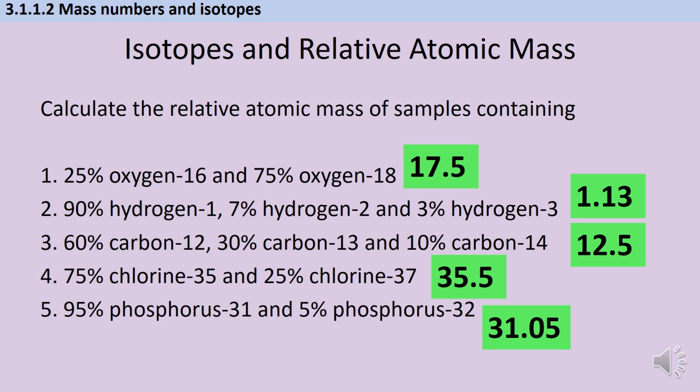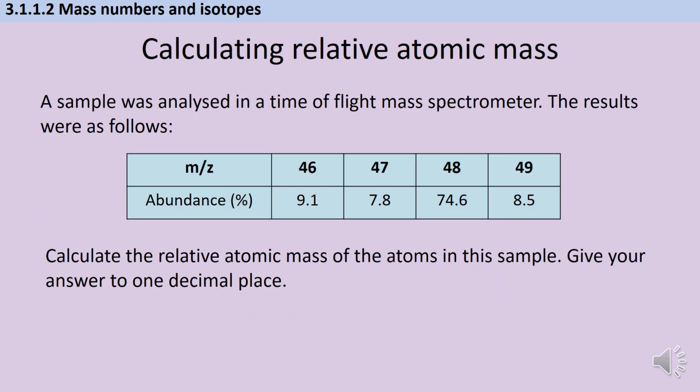Here are some answers so you can check your work. Hopefully they all came out okay. Now, when it comes to the exams, they're not just going to give you 2 isotopes. They're probably going to give you 4 or 5, but the exact same principles apply. So let's have a look at a proper question.